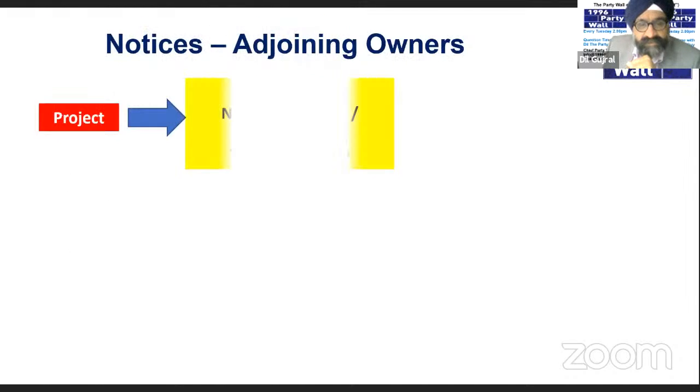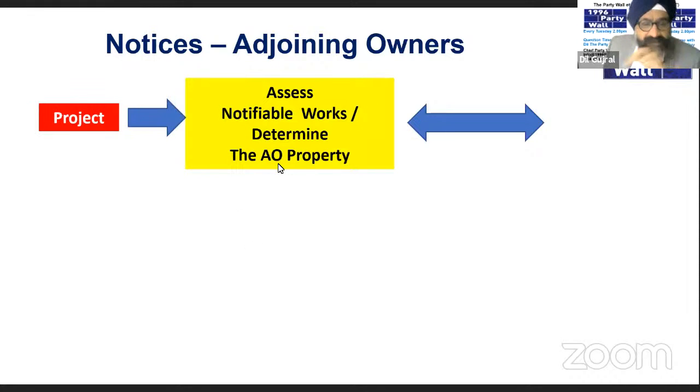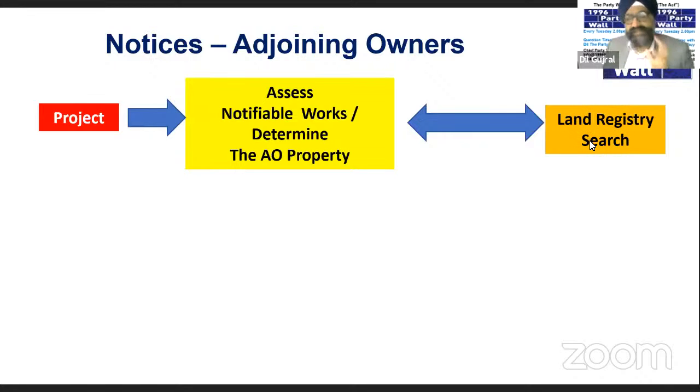So there you are. You determine the works, you've excluded some of them, and you search the properties that you need to notify to work out where the owners are.